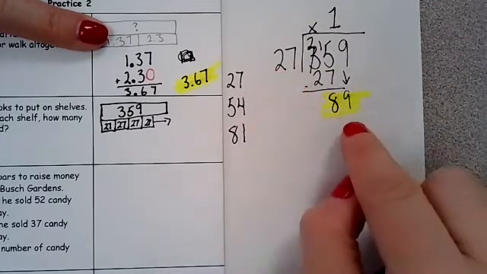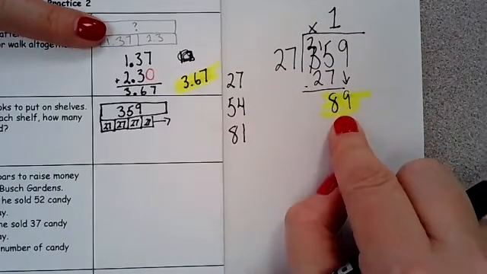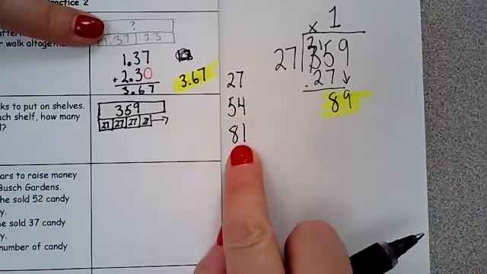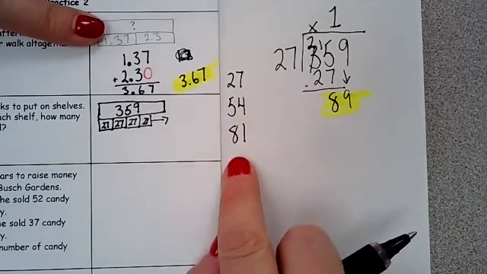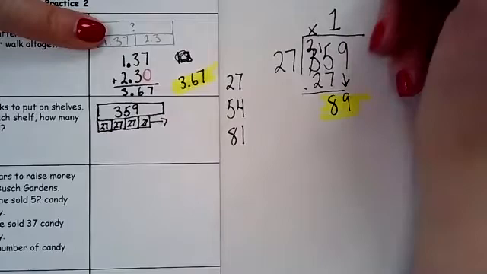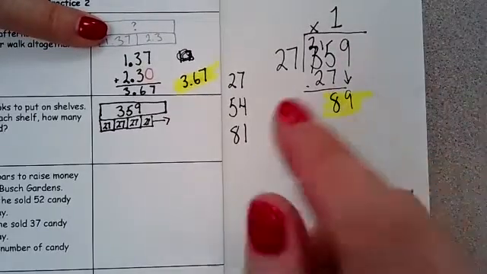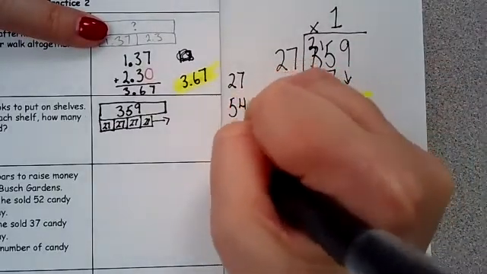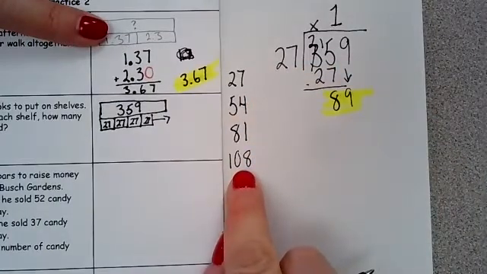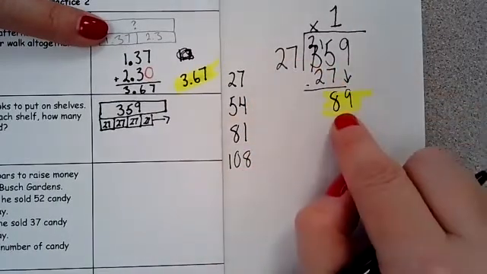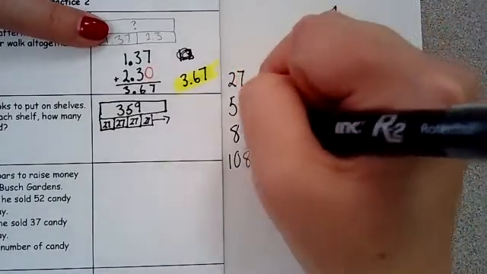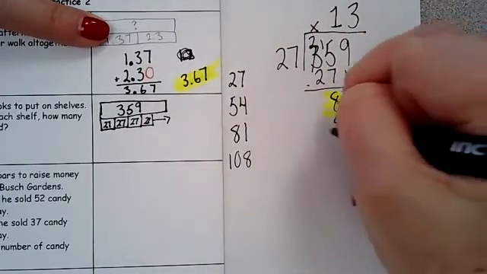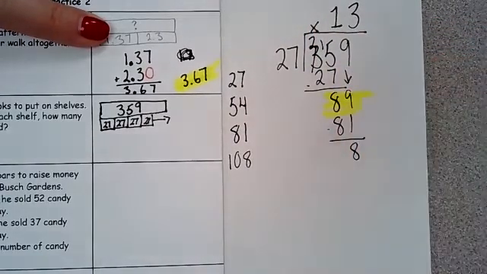How many 27s are in 89? Well, we're pretty safe with saying 1, 2, 3. Because if you add 27 to 81, it gives you 108, and that's way too much, right? So how many 27s are in 89? There are 3. 3 times 27 is 81. When you subtract, you get an 8.